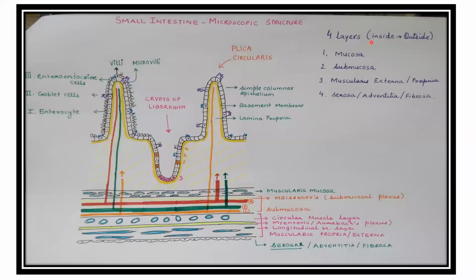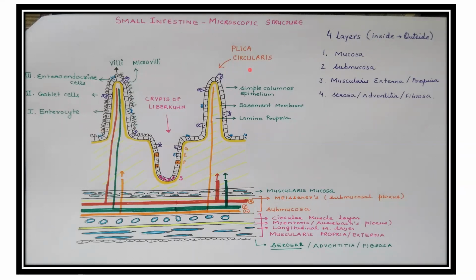Okay. Let us go a little bit into detail about these finger-like projections that you see, and what is plica circularis, and also the other structures. So let's start with the plica circularis. Plica circularis is also known as the valves of Kerckring. There are many other names, but the commonly used ones are plica circularis and valves of Kerckring.